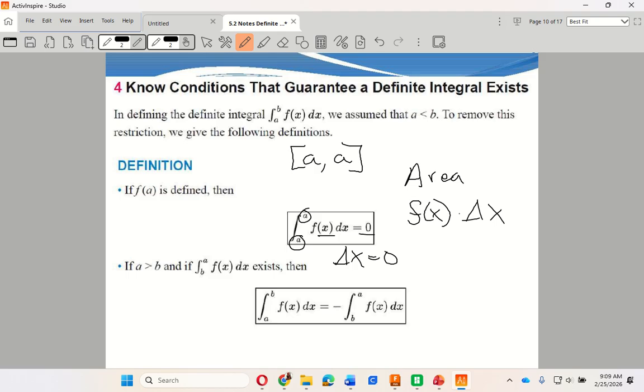All right. To go along with this next part, it says if I'm going from A to B, f of x dx, I could change that. If this exists, I can go from B to A by changing the sign.